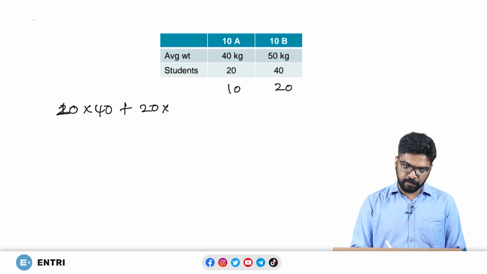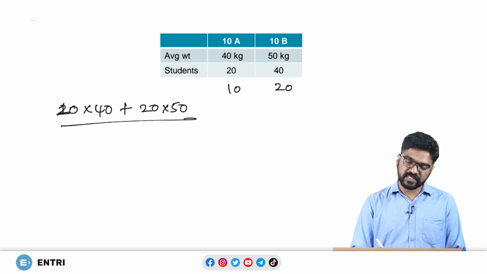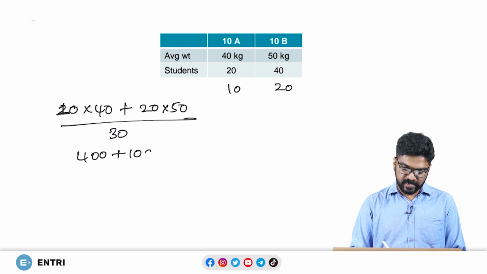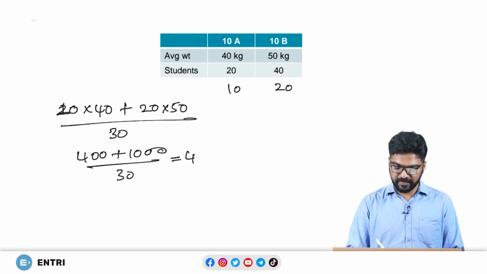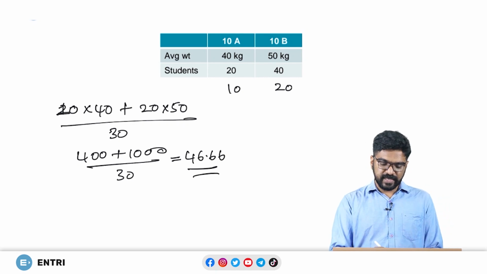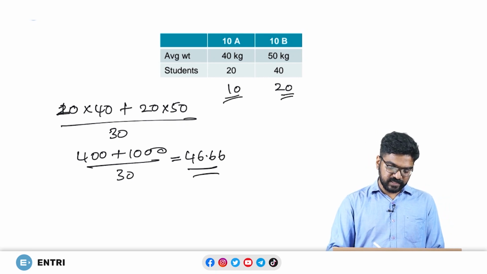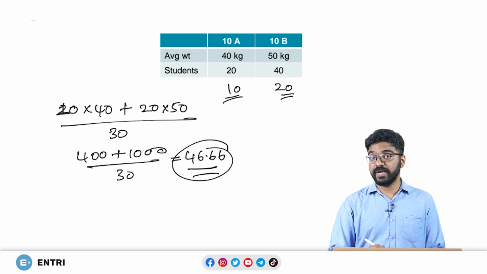The average weight of that particular class was 50 divided by the total strength. How much is the total strength? It is nothing but 30. So we have 400 plus 1000 divided by 30, which will be nothing but the same value as we got before, which is 46.66. So even though the numbers changed, there is no change in the average weight.